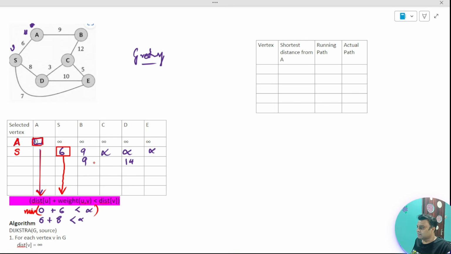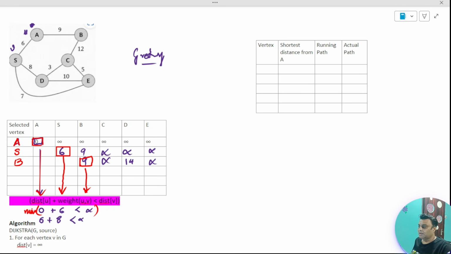Now, S can go to C? No. S cannot go to C, so this will be infinity. S can go to E? No. S cannot go to E. What is the minimum here? 9. So I will select my B and I will block this particular column.